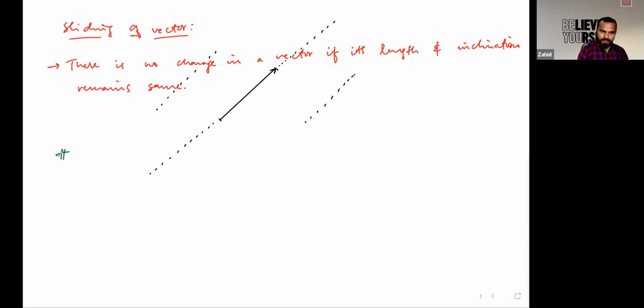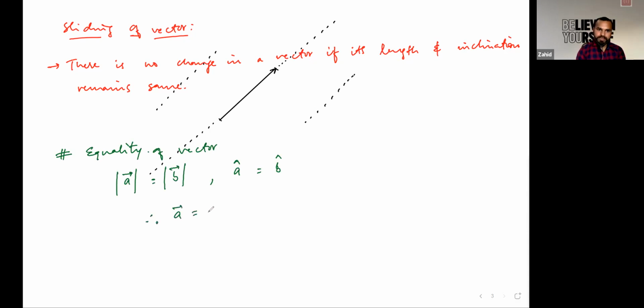So from this, you will say, what would be the equality condition for any two vector? So equality of vector. A vector have two different components. One is called magnitude and second is called direction. So if magnitude of first vector equals to magnitude of second vector and direction of first vector is equals to direction of second vector, then we say these two vectors will be equal. So you'll say A vector will be equals to B vector. Is it clear?